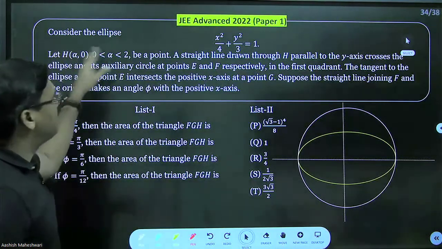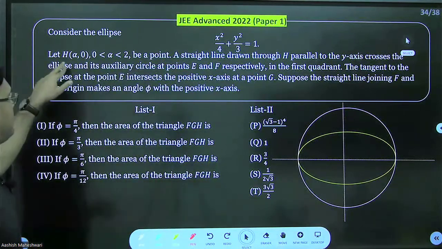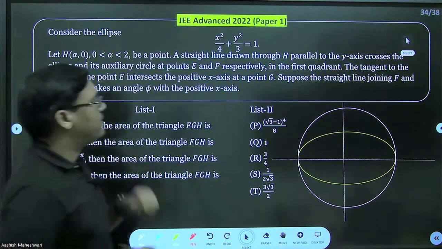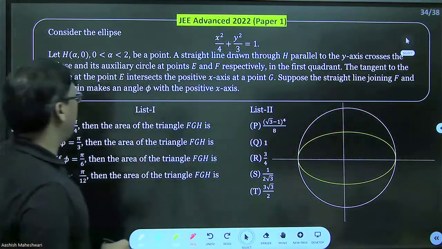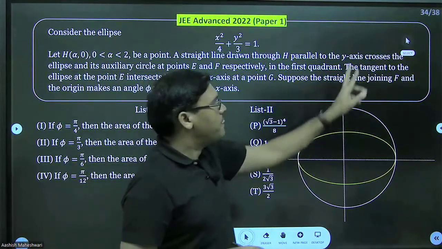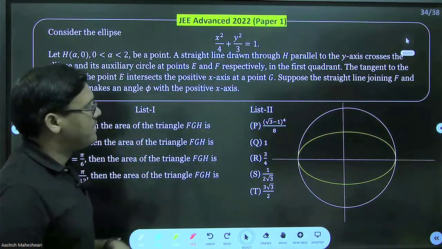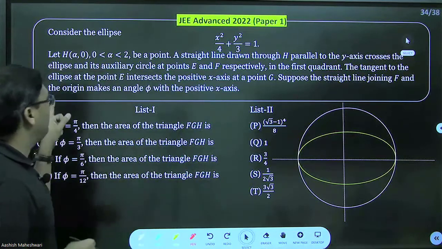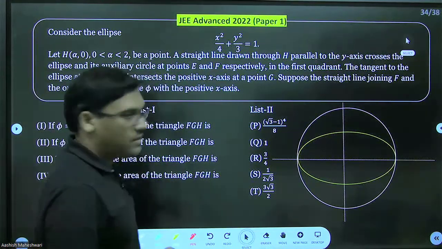Consider an ellipse x square upon 4 plus y square upon 3 equal to 1, and let H(alpha, 0), alpha between 0 and 2, be a point. A straight line is drawn through H parallel to the y-axis, and crosses the ellipse and its auxiliary circle at points E and F respectively in the first quadrant. The tangent to the ellipse at point E intersects the positive x-axis at G. Suppose a straight line joining F and origin makes an angle phi with the positive x-axis, then you have these options here. Okay, so now let's solve this question.